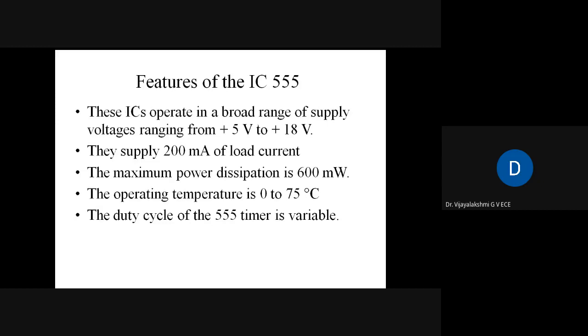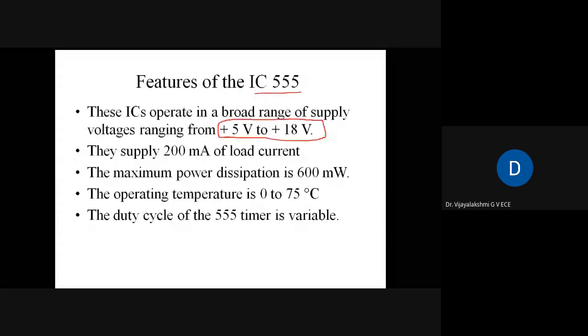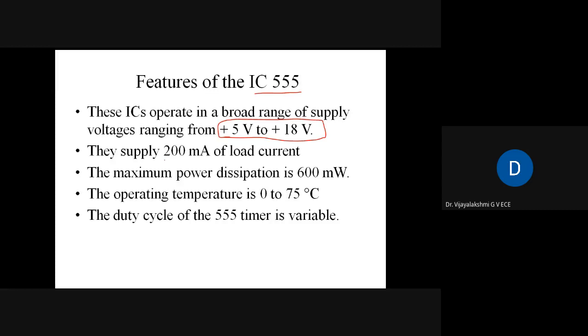So one feature is the power supply requirement for this IC to work. If this IC has to work, it requires voltage ranging from 5 volts to 18 volts. So in this range, 5 volts to 18 volts, any voltage you give, the 555 timer will work. And this 555 timer supplies 200 milliamperes of load current.